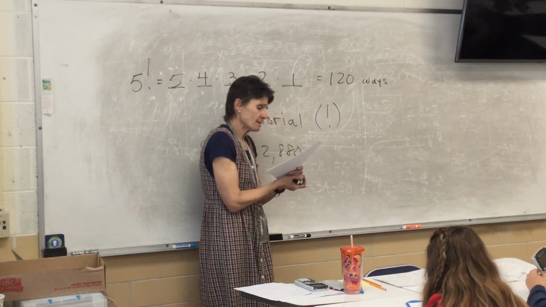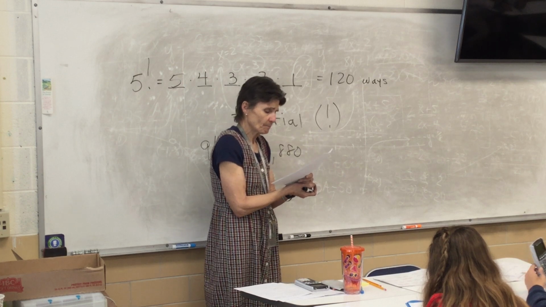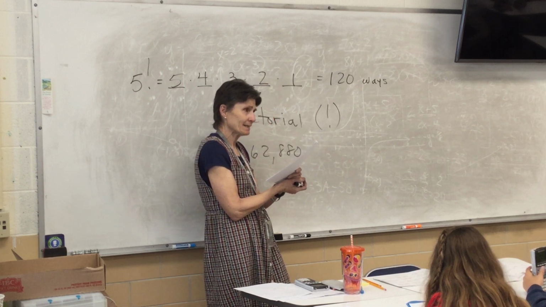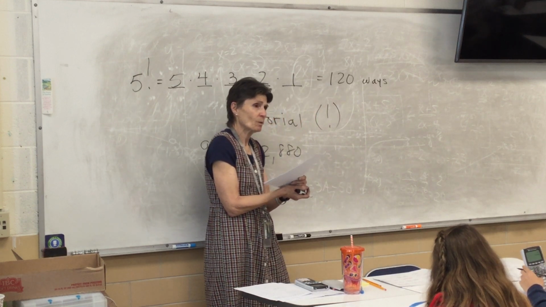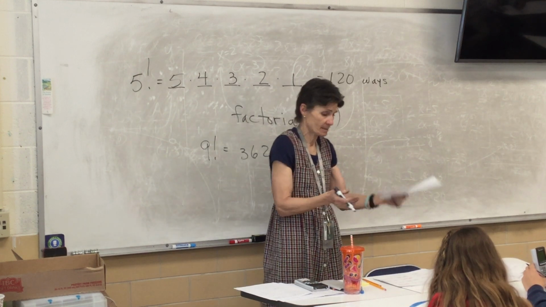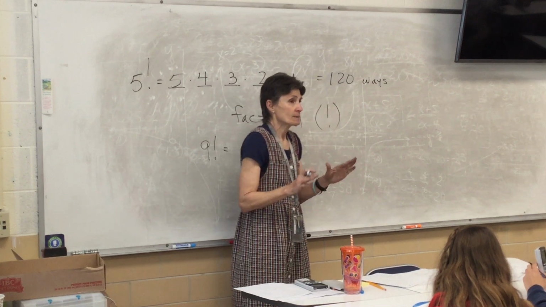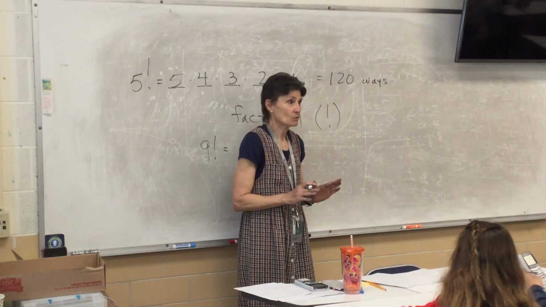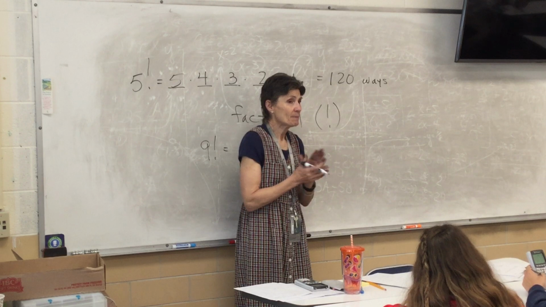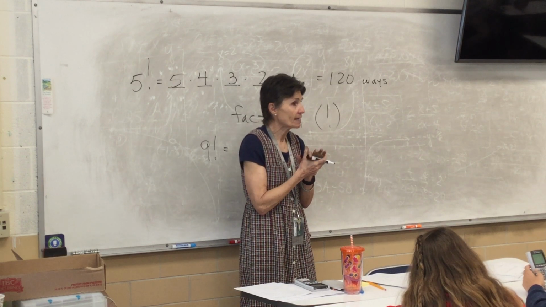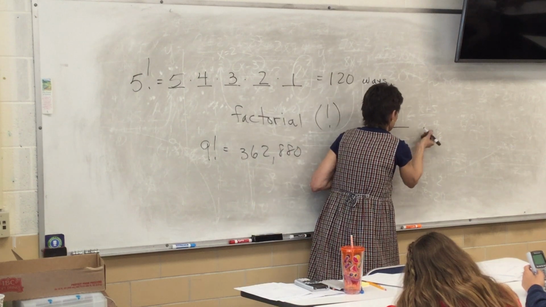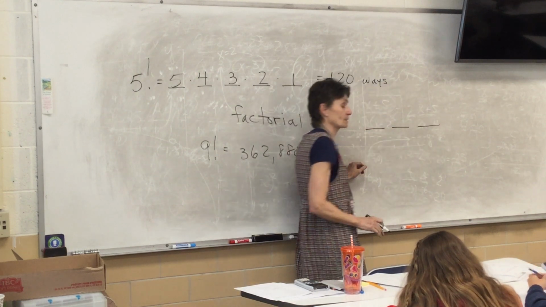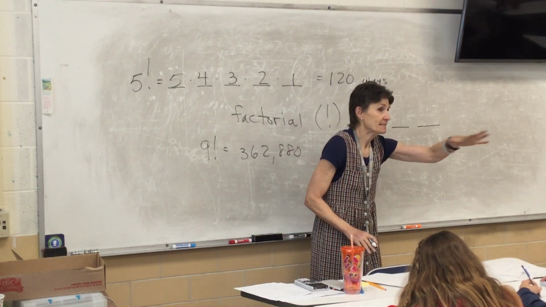How many ways can prizes be awarded for first, second, and third place in a race with 10 contestants? Okay, now, stop. This isn't 10 factorial. How many people are getting prizes? Not all 10, only 3. So here are the 3 prizes. Here are my 10 people.